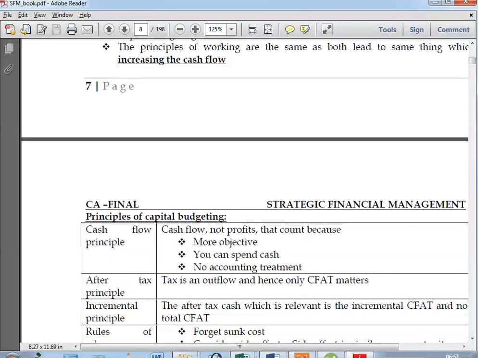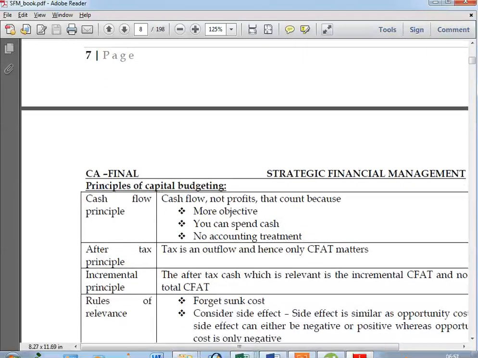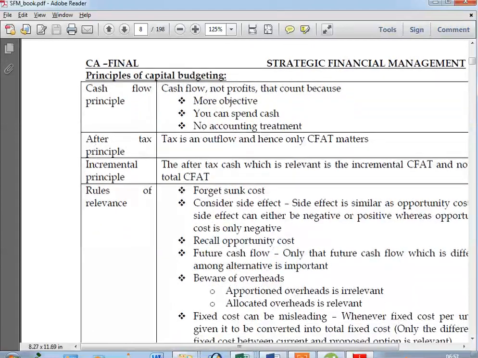Assume you are going to do a project, and that project will increase profits from 10 lakhs to 12 lakhs. The cash flow is not 12, the cash flow is only the extra 2 lakhs. Clear? Any doubts on this? Next, rules of relevance. I had explained a few of these in the last class.